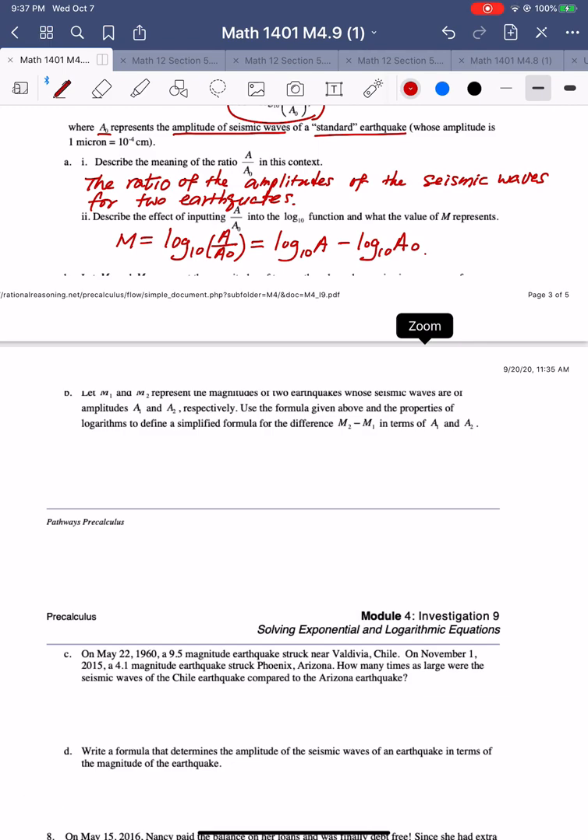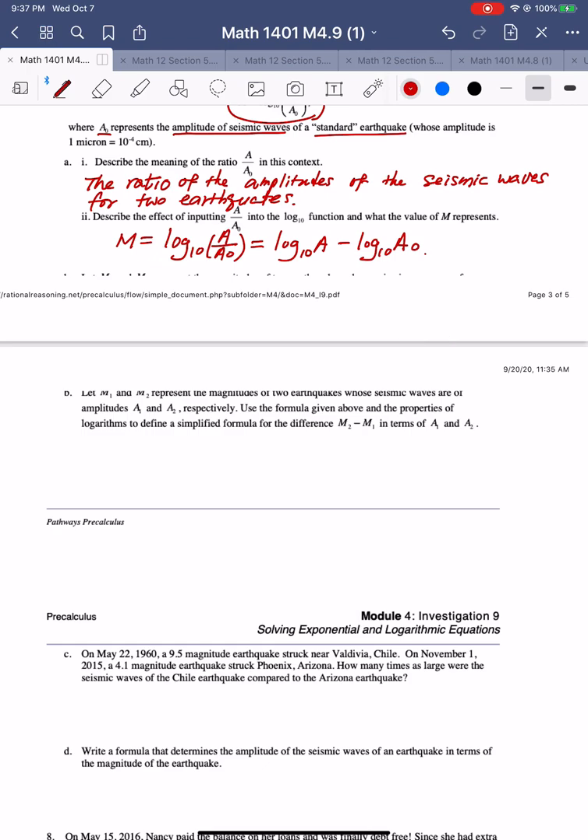Okay, and then the next one: let M1 and M2 represent the magnitudes of two earthquakes whose seismic waves have amplitudes A1 and A2 respectively. Use the formula given above and the properties of logarithms to define a simplified formula for the difference M2 minus M1 in terms of A1 and A2.